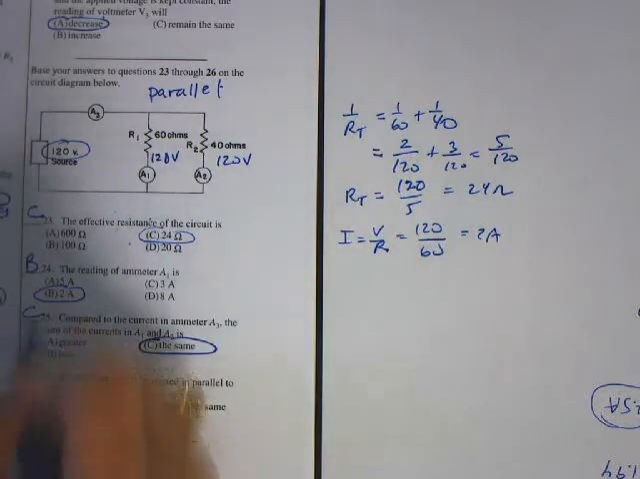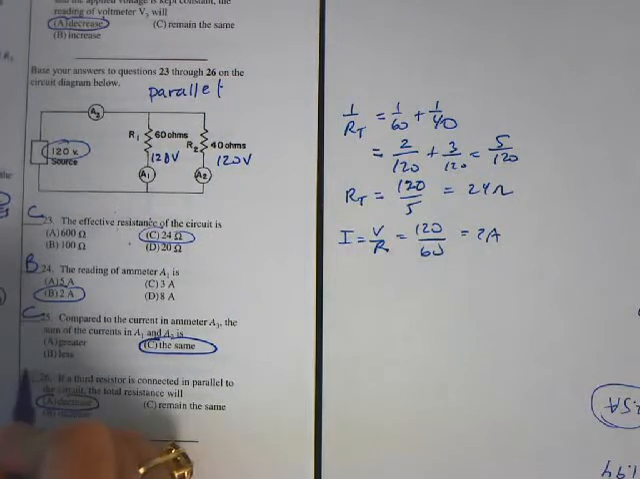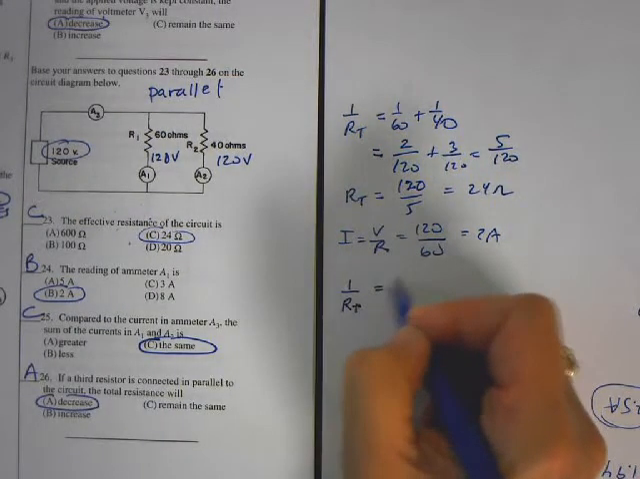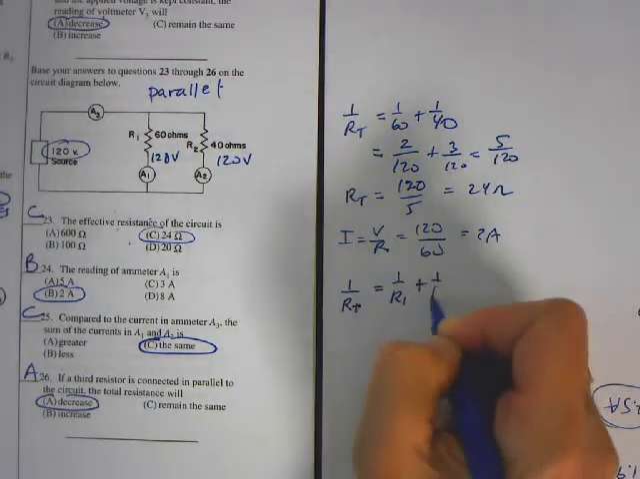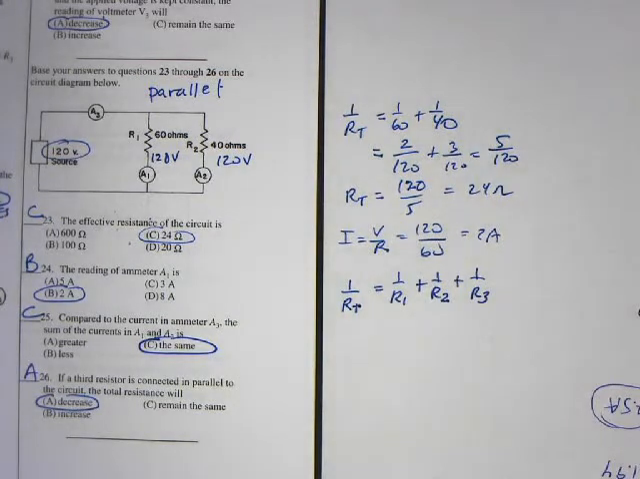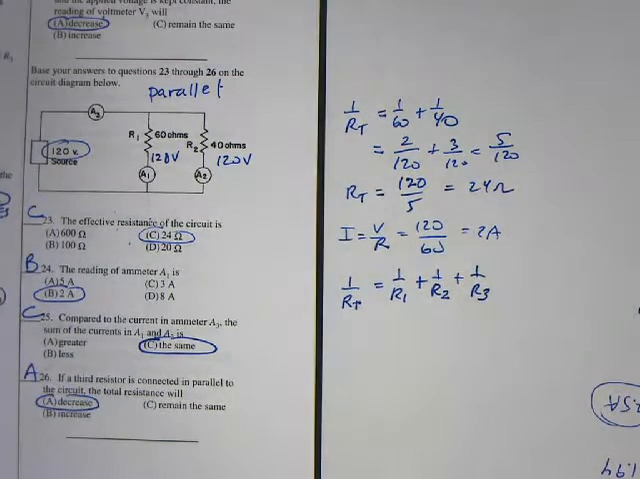Number 26, if a third resistor is connected in parallel, the total resistance is going to decrease. If you need to visualize this, look at the equation: I have 1 over RT, now I have 1 over R1 plus 1 over R2 plus 1 over R3. So if I add another resistor, it's going to be less. All right.